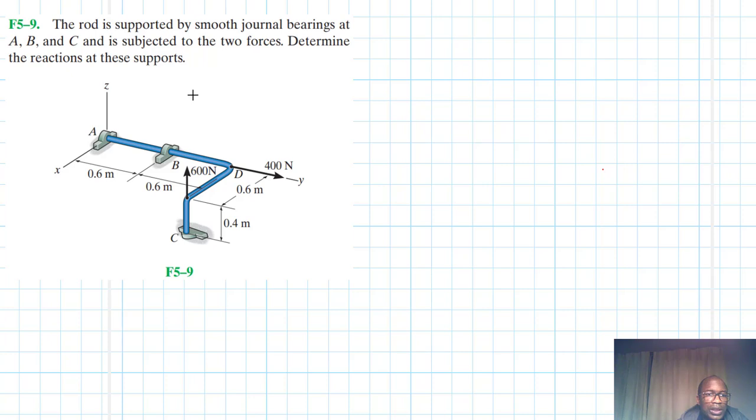And the problem reads: the rod is supported by smooth journal bearings at A, B, and C, and is subjected to the two forces, 400 and 600. Determine the reactions at these supports. This problem is coming from the Engineering Mechanics Statics textbook, 13th edition by R.C. Hibbeler. So let me make mention of something about the smooth journal bearing.